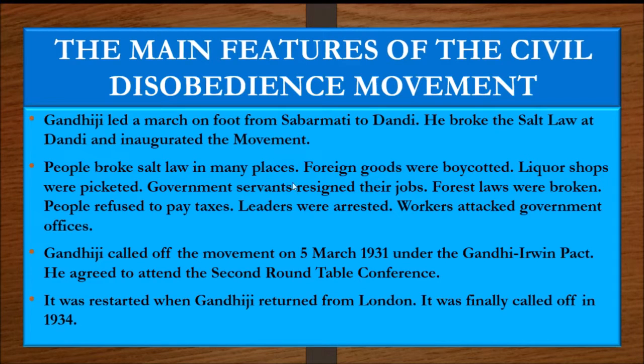People broke the salt law in many places. Foreign goods were boycotted. Liquor shops were picketed. Government servants resigned their jobs. Forest laws were broken. People refused to pay taxes. Leaders were arrested. Workers attacked government offices. Gandhiji called off the movement on 5th March 1931 under the Gandhi-Irwin Pact. He agreed to attend the second round table conference.